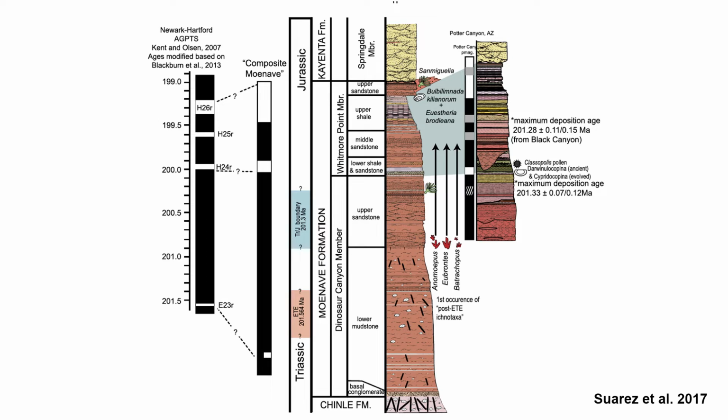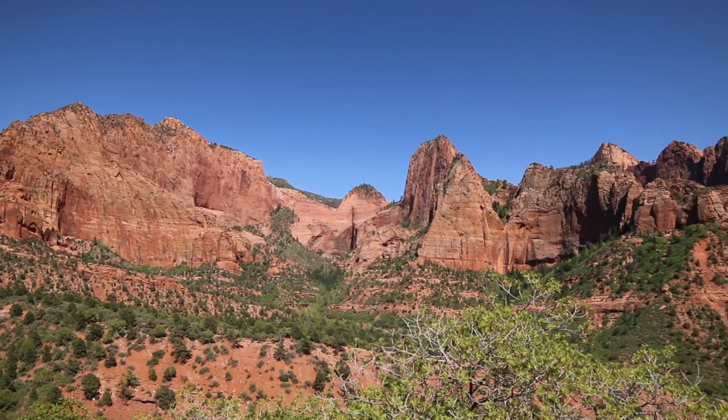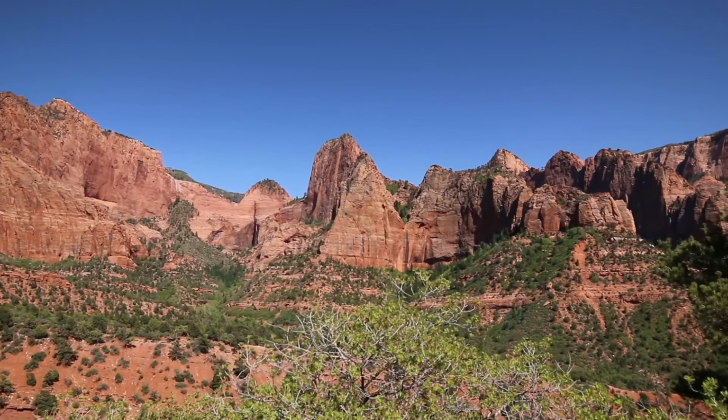So it's really hard to correlate between regions, and this requires using magnetic stratigraphy, radioactive isotopes, dating of zircon crystals that have been done, and other scientific methods that are in development to try to correlate where the Triassic-Jurassic boundary is in these enormous thick layers of rock.